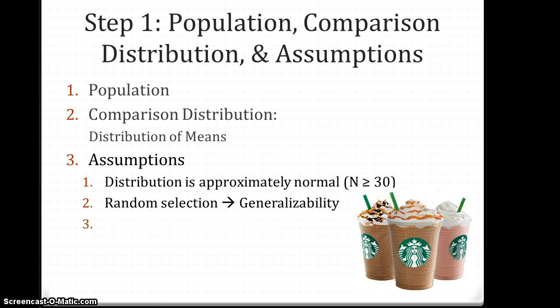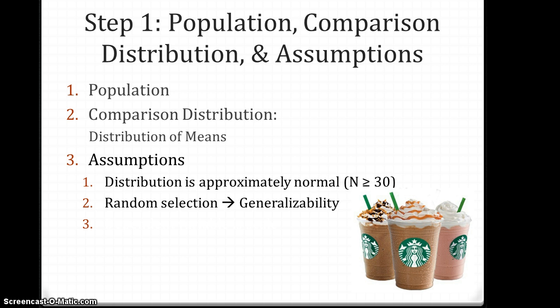And the second assumption has to do with random selection. Did they actually randomly select the drink orders? Or did they just go on 3 or 4 different days? Well, we don't necessarily know that. It's unlikely they used random selection. It's often not possible to get access to all of the scores in a given population, and so we really can't use random selection.